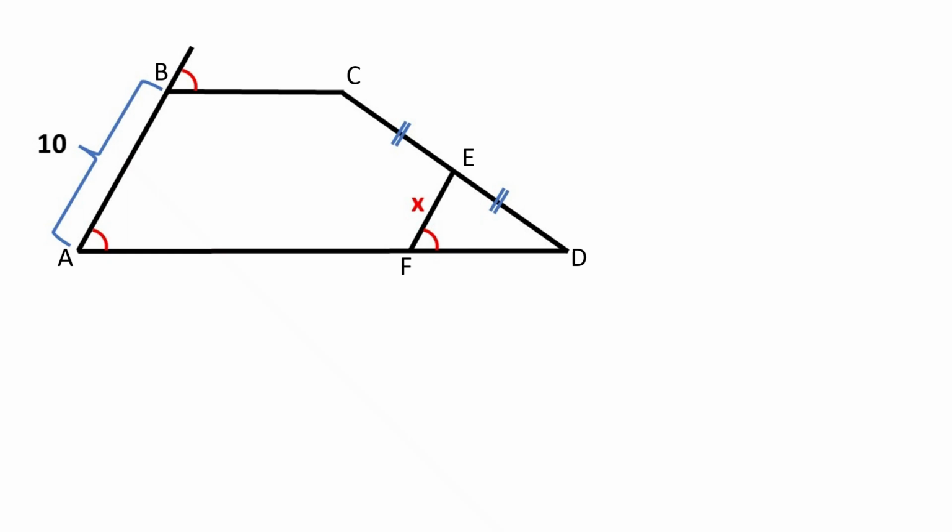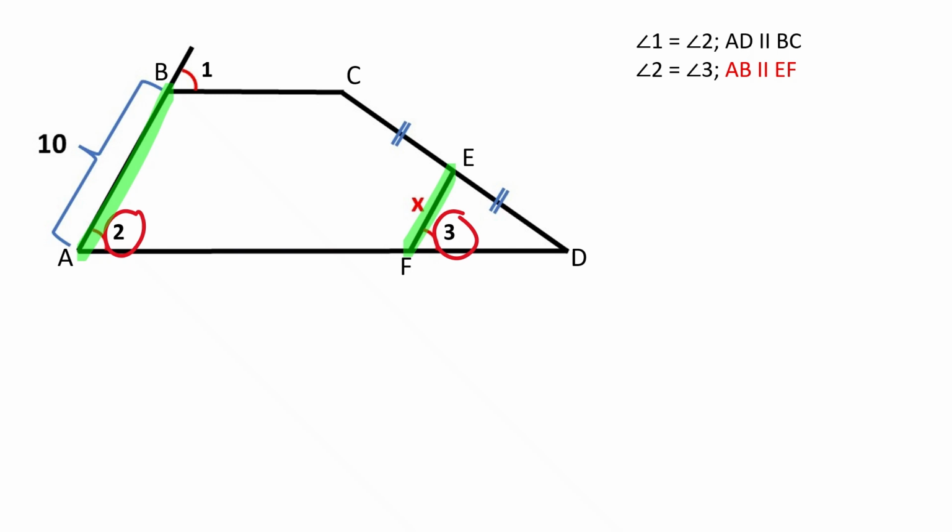Let's solve this problem. Let's assign numbers to the congruent angles. Since angles 1 and 2 are congruent, AD is parallel to BC. Since angles 2 and 3 are congruent, AB is parallel to EF.